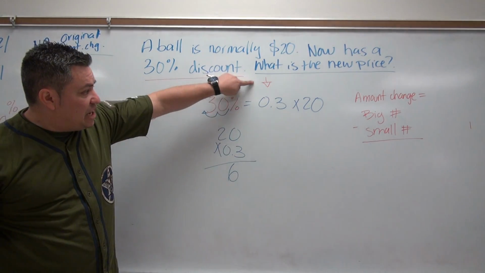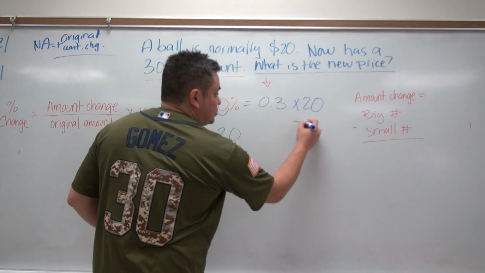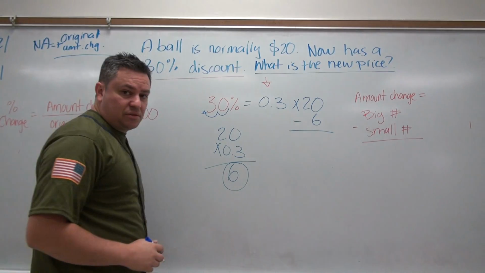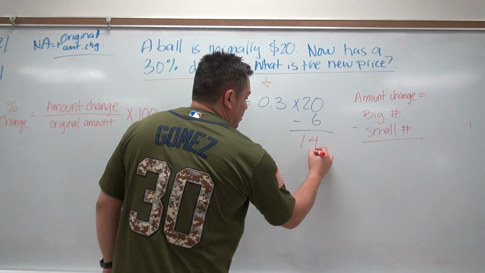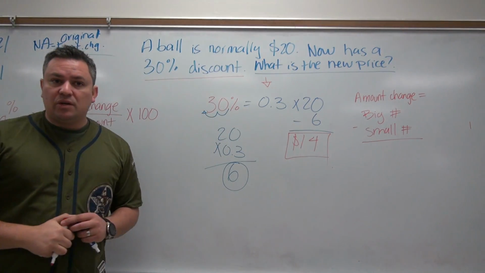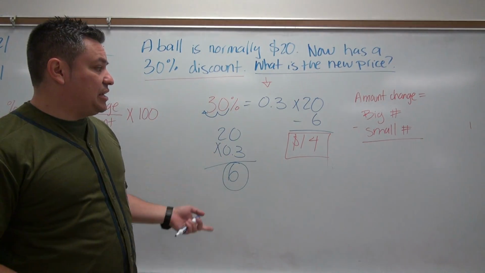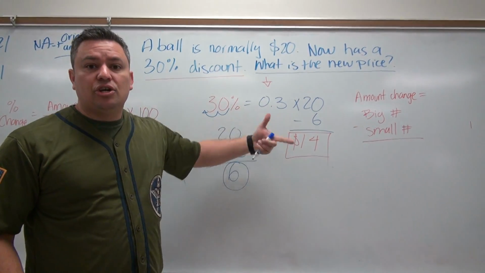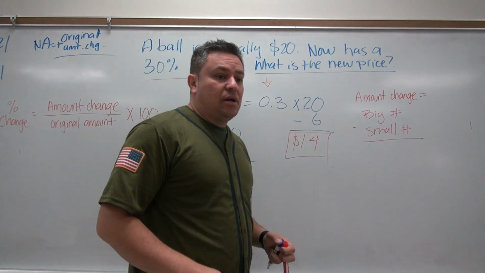So since this is decrease, all you have to do now is take this number and subtract from the original. Right? When you do that, you get $14. Okay? So that's how you find the percent decrease in this case. Now, if it was a percent increase, instead of subtracting, you add. And it would have been $26.